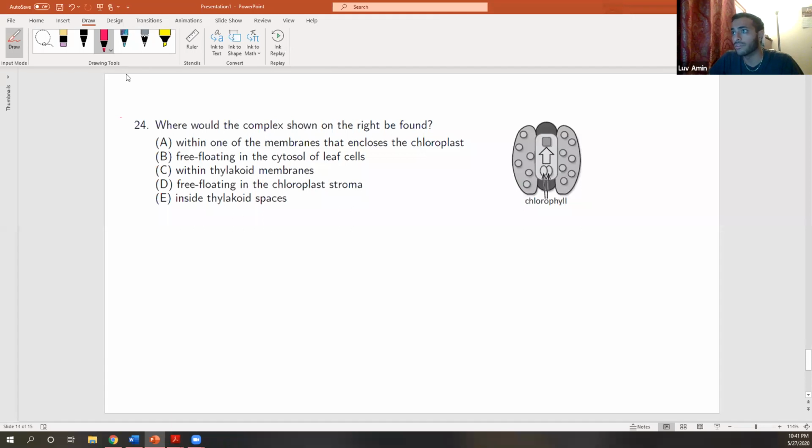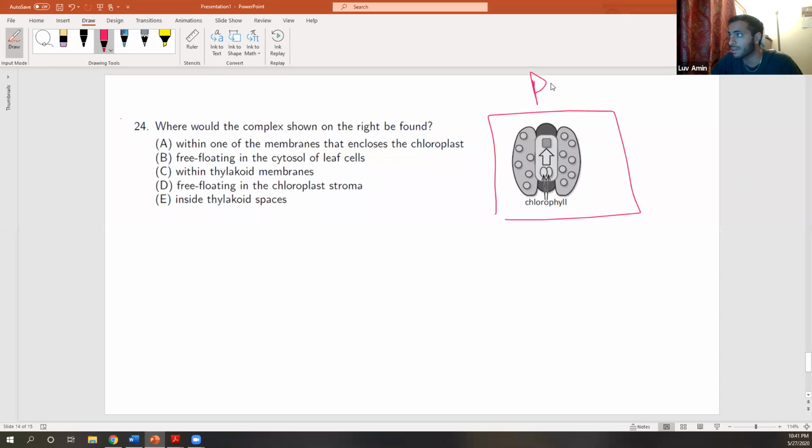All right, so number 24, where would the complex shown on the right be found? Well, easily, the only place you have probably seen this is a photosystem. Everyone can recognize that. You just have to remember where it is. This is probably a pretty simple question. It's in the thylakoid membrane.